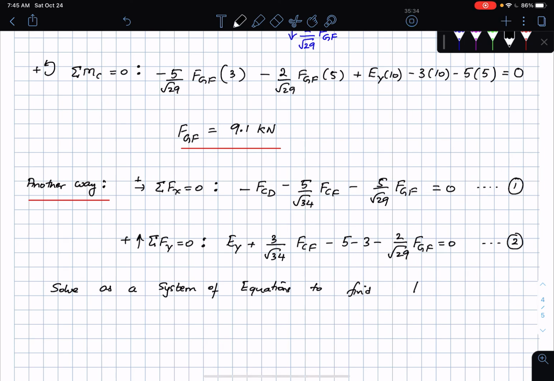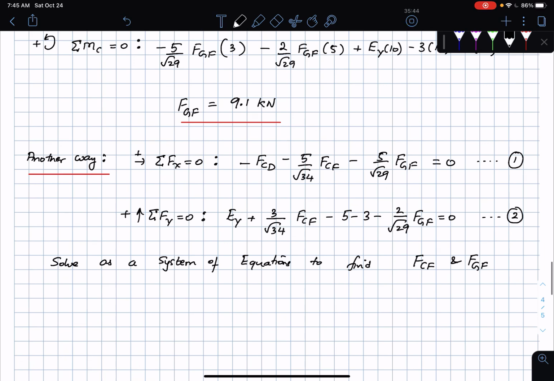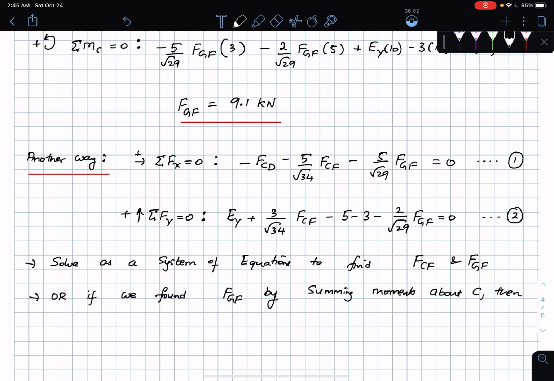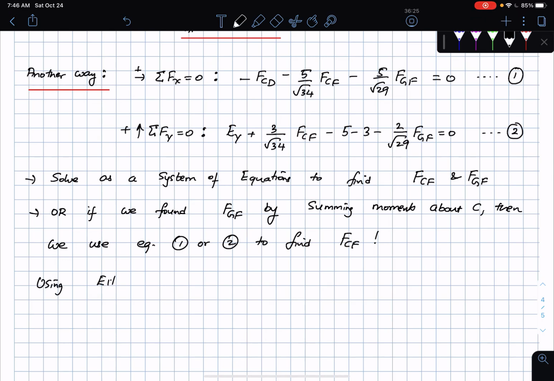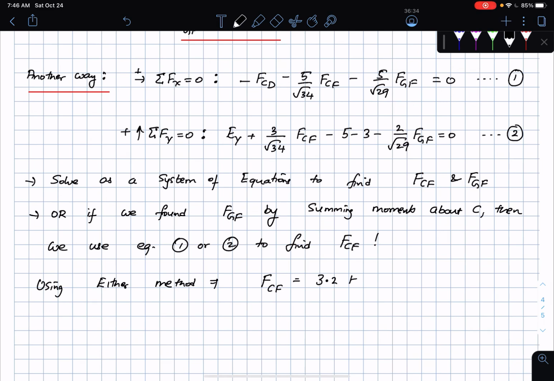to find FCF and FGF. Or if you have already found out FGF by summing moments about C, then we just need to use equation 1 or 2 to find FCF. And you see, this is obviously much easier than solving a system of equations. When I solve a system of equations, I'm pretty sure I'm going to make a mistake. So using either of these two ways, I will obtain FCF to be the following. That's approximately 3.2 kilonewtons, and that's a positive value as well, which means that this is in a state of tension. I'll write my results eventually.